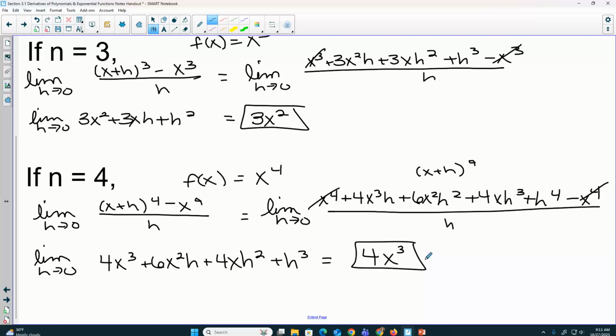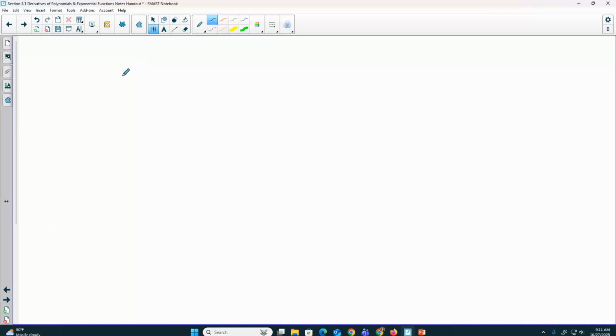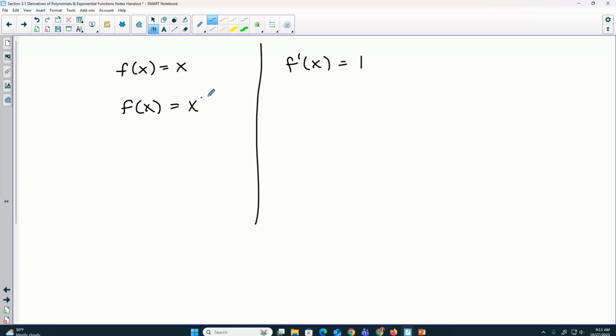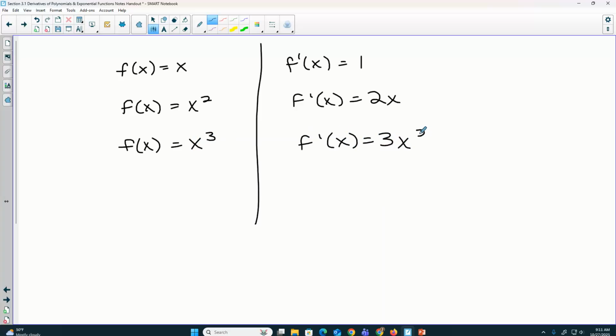So think about when my function was x, my derivative was 1. My function was x squared, the derivative was 2x. When the function is x cubed, my derivative is 3x squared. My function was x to the 4th. My derivative is 4x cubed. What am I doing?